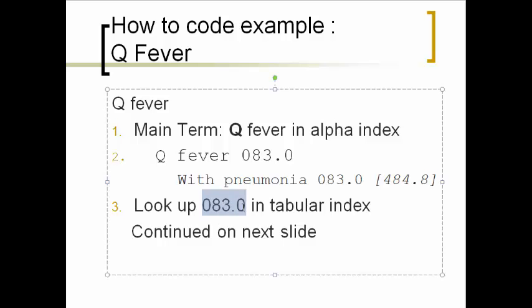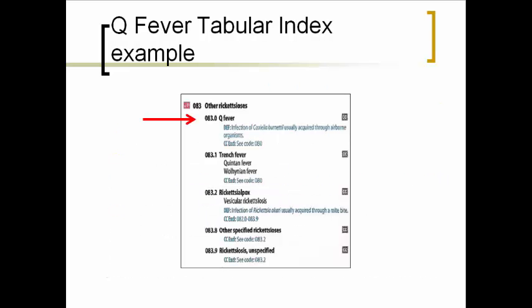So the next step is we look up 083.0 in the tabular index, and here it is in our tabular listing, and you see 083.0 Q fever. We have no other indications that we need a 5th digit, so we have the proper amount of digits. And then note there's a little CC grade box, which means that Q fever is a complication or comorbidity, which we will learn about in later chapters.